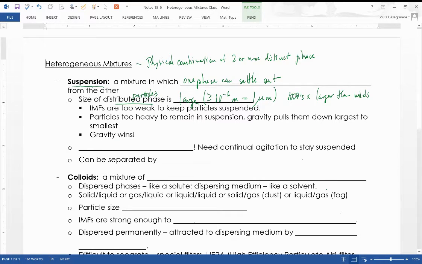When we have particles that large, the intermolecular forces that would work on them to keep them in the suspended phase are too weak. And so gravity pulls them down. The particles are too heavy, and gravity wins. Gravity pulls them down, and it separates them out, largest ones first, all the way down to the smallest one. And there's a video that I'm going to post along with this on how to see this, the time it takes for different particle sizes to settle out.